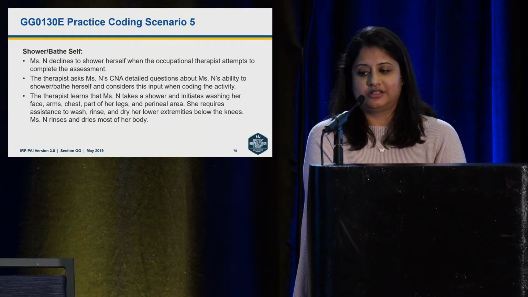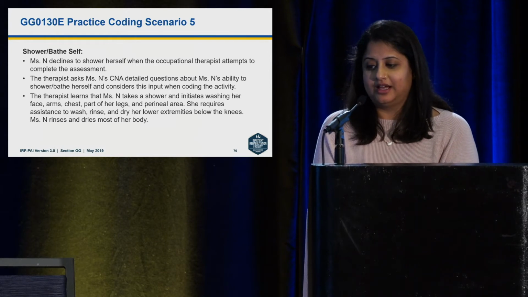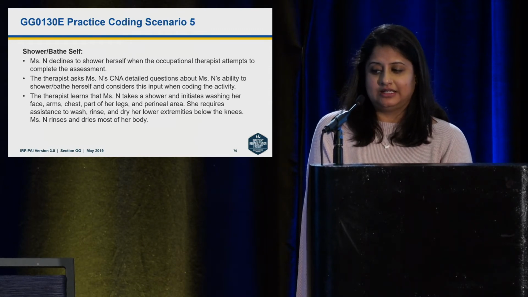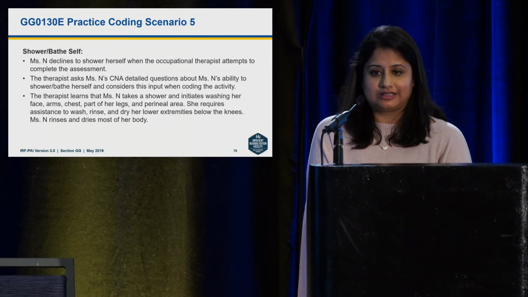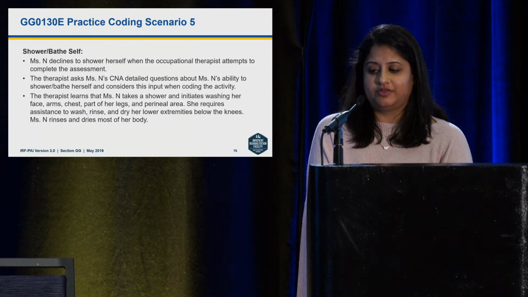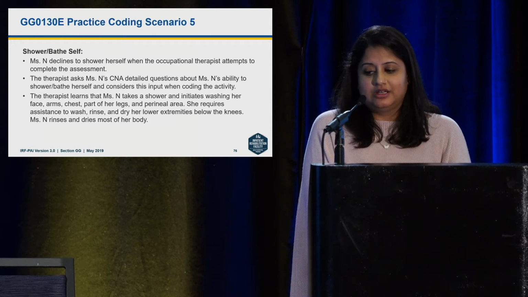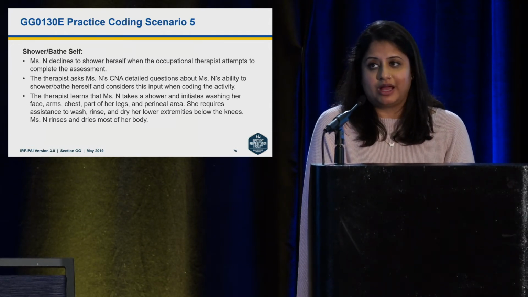So here's our practice coding scenario. Miss N declines to shower herself when the occupational therapist attempts to complete the assessment. The therapist asks Miss N's CNA detailed questions about Miss N's ability to shower or bathe herself and considers this input when coding the activity. The therapist learns that Miss N takes a shower and initiates washing her face, arms, chest, part of her legs, and perineal area. She requires assistance to wash, rinse, and dry her lower extremities below the knees. Miss N rinses and dries most of her body.